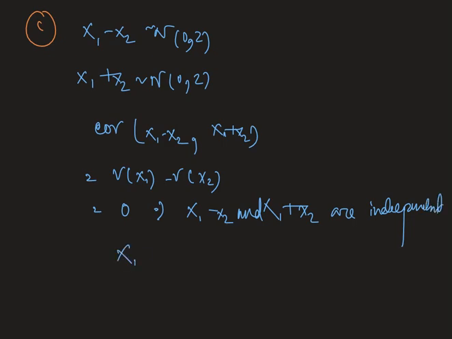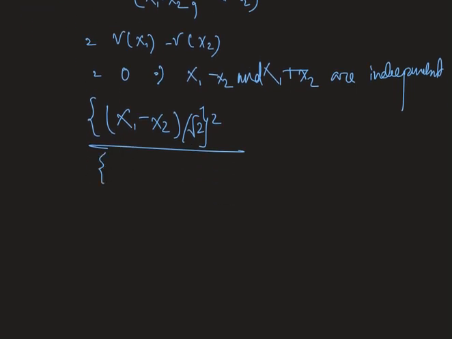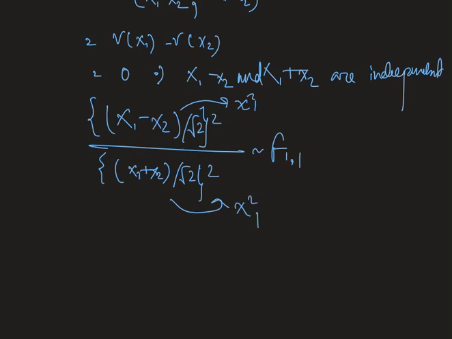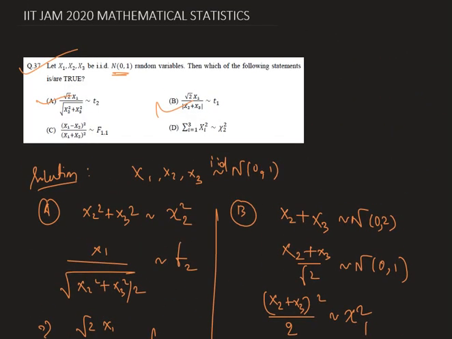Now X1 minus X2 divided by root over 2 whole square divided by X1 plus X2 divided by root over 2 whole square follows F1, 1. As X1 minus X2 divided by root over 2 whole square is chi-square 1 and X1 plus X2 divided by root over 2 whole square is also chi-square 1. Therefore the ratio follows F with degrees of freedom 1, 1. Therefore we can write X1 minus X2 whole square divided by X1 plus X2 whole square follows F1 comma 1. Hence option C is also correct.